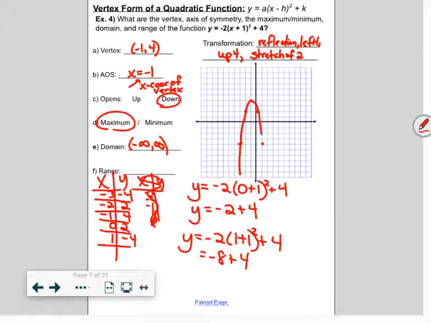Ooh, so notice how skinny that one is. And that should make sense because we said it has a stretch. So then I'm going to go back and do my range, which is -infinity up to 4. Hey, did you notice that the range is connected to the y value of the vertex? If it opens up, it's the vertex to infinity. If it opens down, it's -infinity to the y value of the vertex. That's the connection.